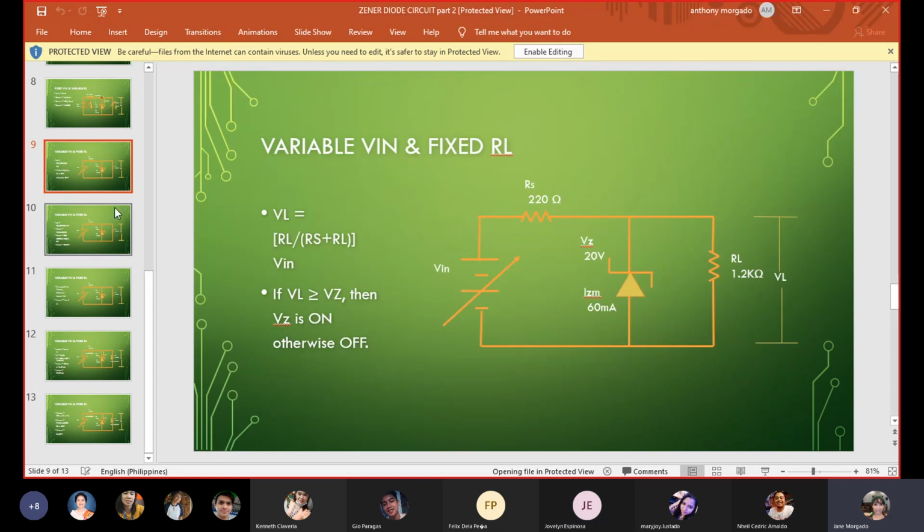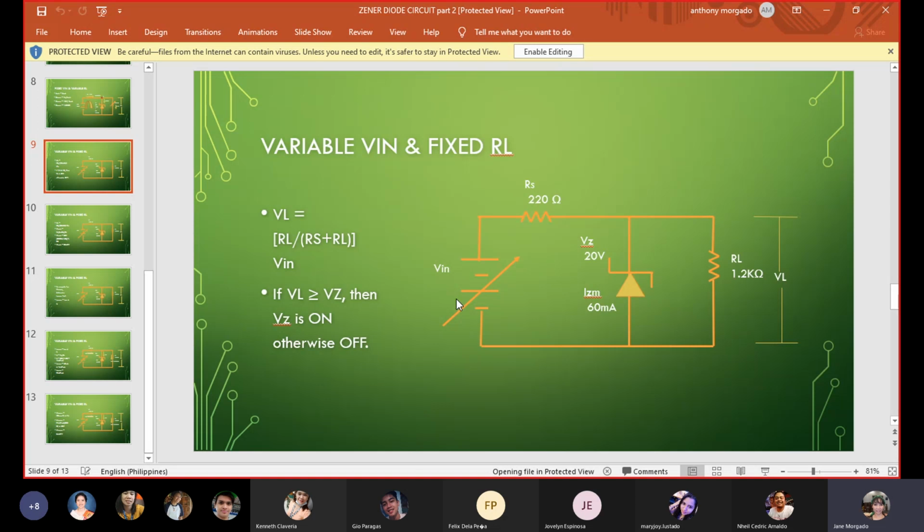Okay, so this will be our last topic for tonight, and after this, you may enjoy your dinner. Variable V in and fixed RL. This time, the input is what we are looking for. Actually, what is this variable input? It's like setting a potentiometer such that we'll have a variable supply. But for our experiment, I will design an activity for this. We probably can't do this variable input, only the first two. So we actually have 3 circuits. This is the third one.